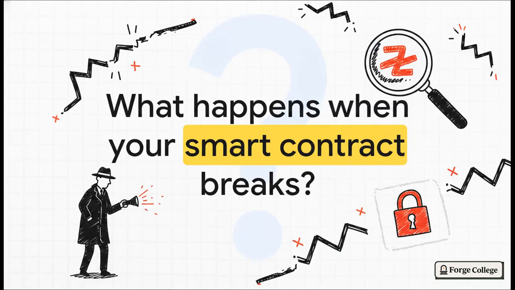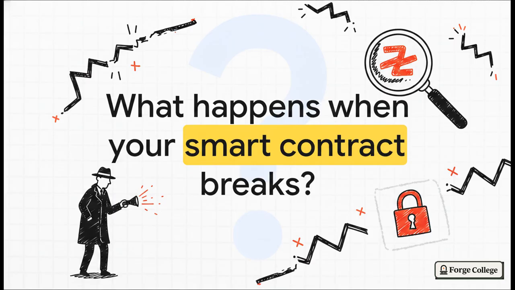Now I want you to picture this. You've just finished building out your shiny new ERC-4337 smart wallet. You hit compile, you run a test transaction, and absolutely nothing. Or even worse, you just get hit with a massive wall of red error text. So what happens when your smart contract breaks? What do you actually do?